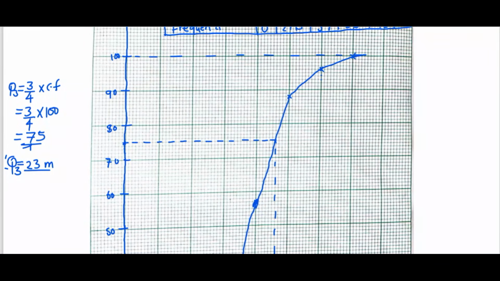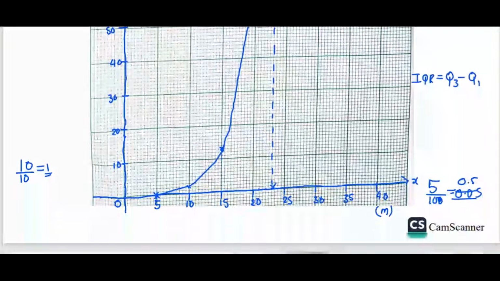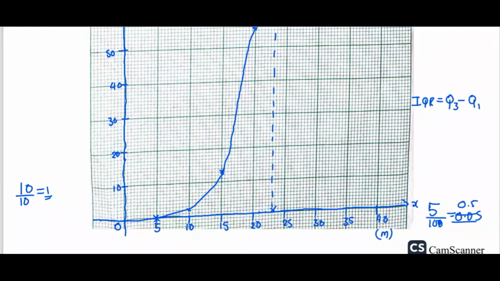Now what is our lower quartile? Quartile 1, Q1, is equal to 1 over 4 multiplied by the cumulative frequency. So 1 over 4 times the cumulative frequency of 100. A quarter of 100 is 25. So we'll do the same. We need to go to the y-axis where there is 25. Then we'll move parallel to the x-axis. So 1, 2, 3, 4, 5. Then upon touching the curve, we have to turn down.